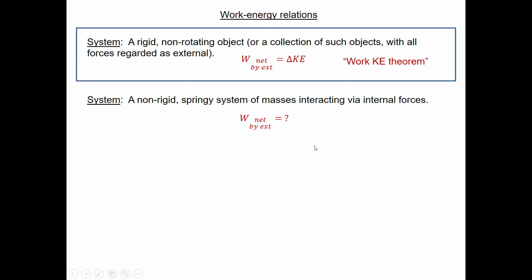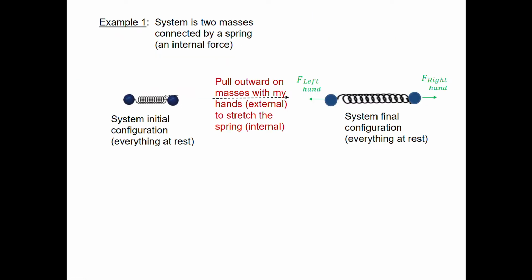Now we're considering a non-rigid springy system consisting of masses interacting via some internal forces. And the question is, what's the correct generalization of the work kinetic energy theorem? That's where we're going to go right now. So let's revisit this example where we have the two masses connected by a spring, and the spring force is considered internal, but my hand forces as I pull it outward in the transformation are considered external. In order to analyze this, we can't really use the work kinetic energy theorem here because the system is not behaving like a particle. It has springy internal forces.